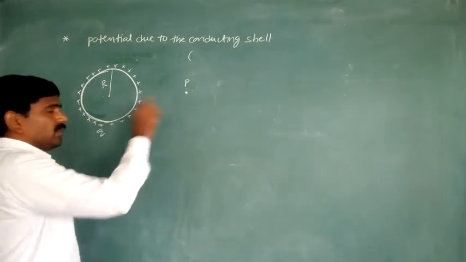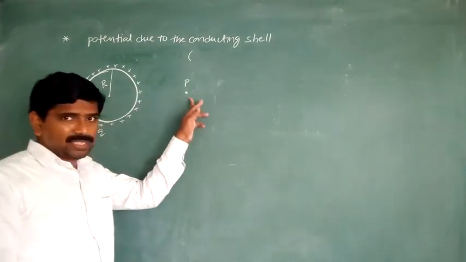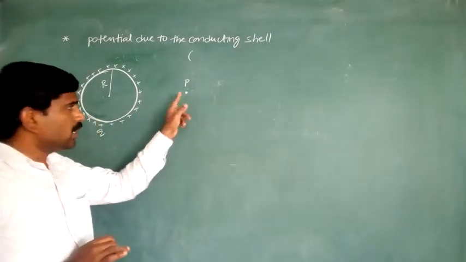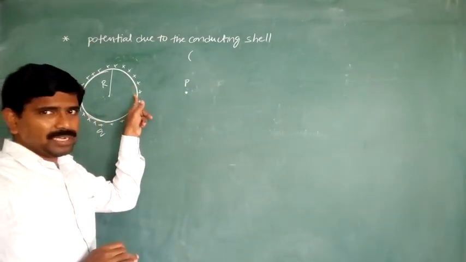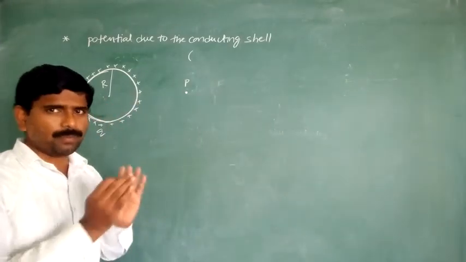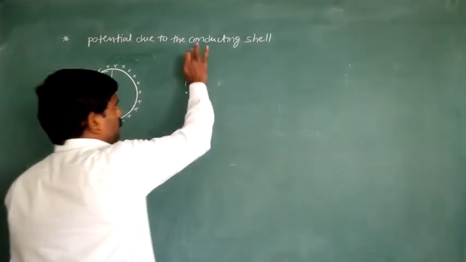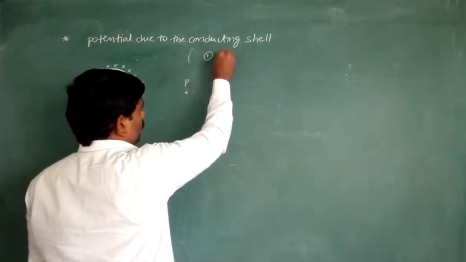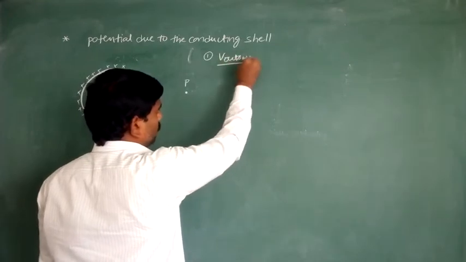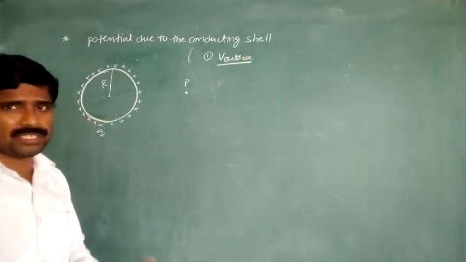First, outside of the shell, what is the electric potential? On the surface of the shell, how much? Inside the shell, how much? One by one we discuss. First one is V outside, meaning outside of the shell.